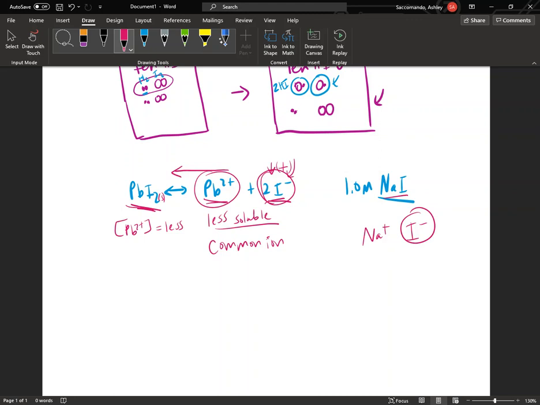But it is because of the common ion effect, because the iodide is already in the sodium iodide solution. Adding a salt to a solution with a common ion always decreases solubility because of Le Chatelier's principle. Adding it here shifts the equilibrium that way, so you get less of the dissolved ions and more of the solid. That means it's less soluble and there's less concentration of each ion in there.